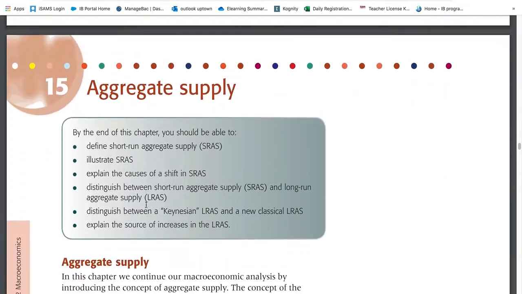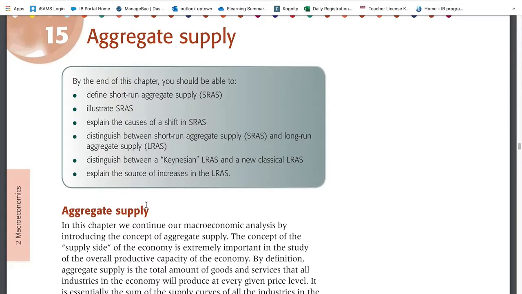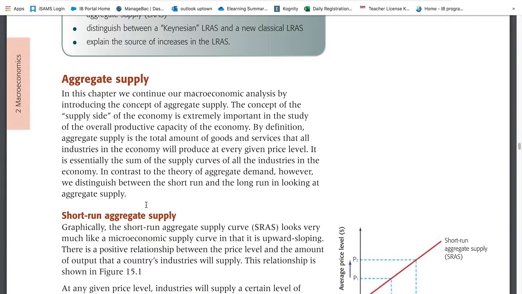Today we are going to be looking at aggregate supply. I'm going to make this a shorter video because I'm just going to be going through the short run aggregate supply. In macroeconomics, the supply side of the economy is really important because we have to study the overall capacity of the economy by knowing the amount we can supply.